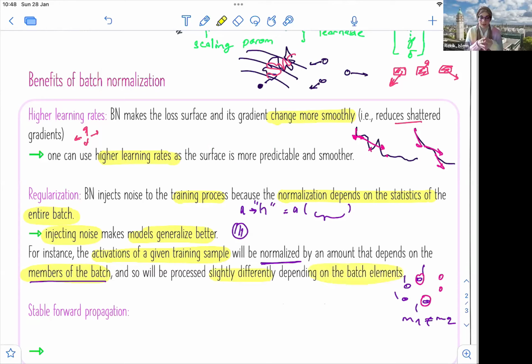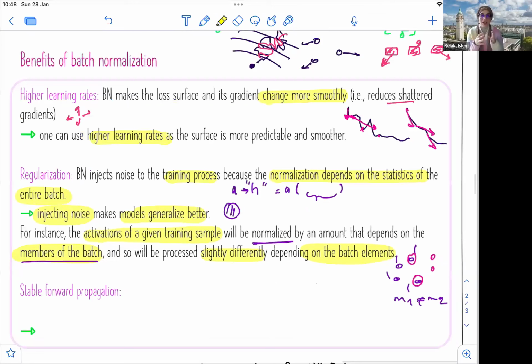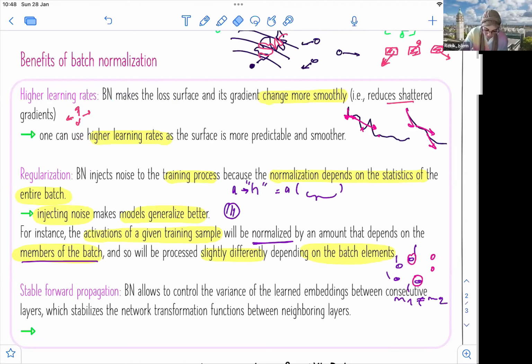And this is basically considered as something that introduces variation into the learning and a sort of randomness that is controlled by the scaling and the shifting, and also by the normalization. So we always want to have a controlled sort of randomness to not let things go out of the way. So the last thing here is stable forward propagation.